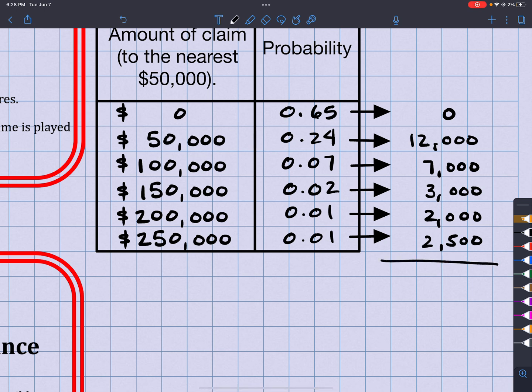So if I add all these together, that should be my expected value. So 12,000 plus 7,000 plus 3,000 plus 2,000 plus 2,500. That's going to give me $26,500. Okay, so that is my expected value.